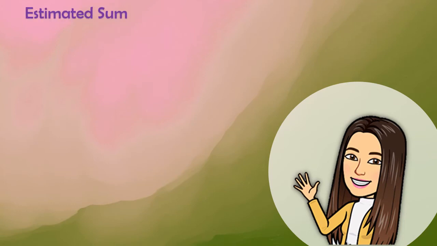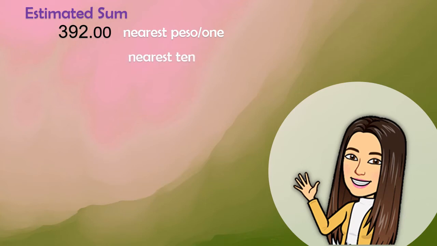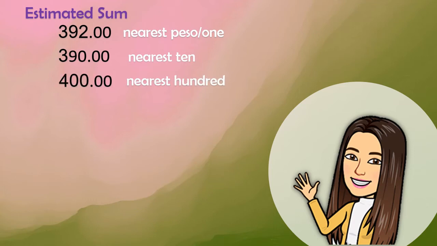We have here the estimated sums. When we round it off to the nearest peso or 1, we have 392. When we rounded to the nearest 10, we got 390. And when we rounded to the nearest 100, we got 400. Compared to the actual sum, that is 391 pesos and 25 centavos.